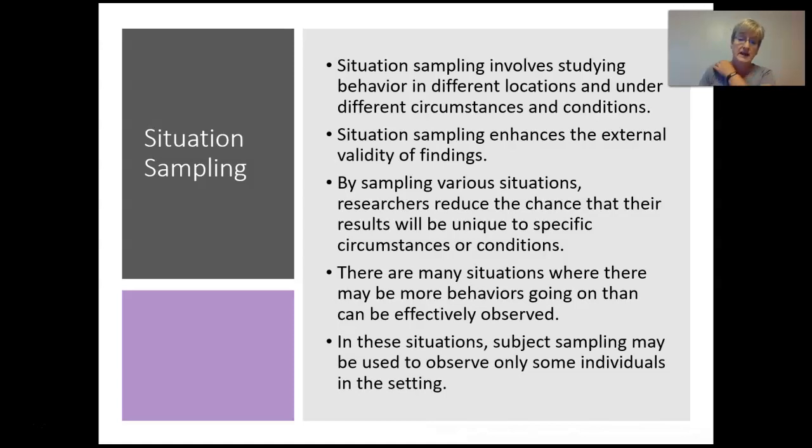In situations like that, subject sampling may be more useful. So let's say you have a very crowded environment and you're making observations of certain kinds of behaviors, but there are just too many people to do recordings with any kind of consistency or accuracy. What you may do as the observer is to select, using criteria, certain individuals within that situation and record their behaviors instead of recording all of them.